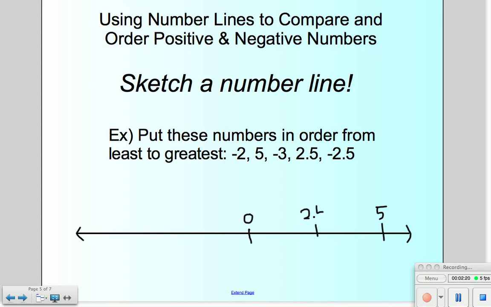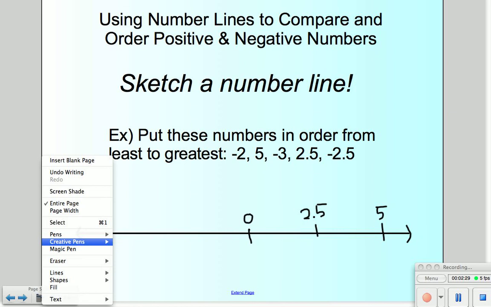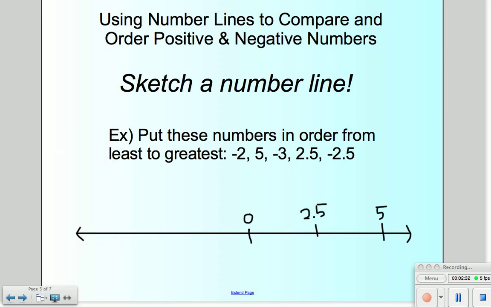Remember that on a number line, positive 5 means that this is 5 units to the right of 0. So it would be 1, 2, 3, 4, 5. So that's the distance here. Notice it's not exactly to scale, but that's okay. And then 2.5 would be 1, 2, and a half away from 0. And the same is true about the negative numbers. It just goes in the opposite direction to the left, which is in the negative direction.